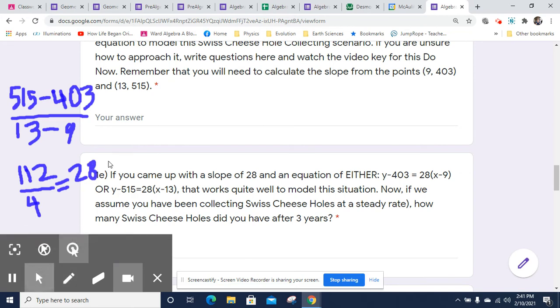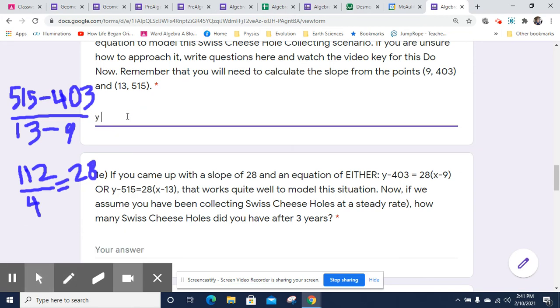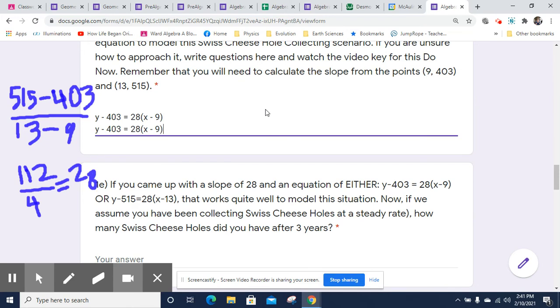So I can make a point slope equation. I'm going to write it like this: y minus y1 equals slope times x minus x1. And then I'm just going to replace slope with 28. I'm going to replace the x1. Well, I'll go with the 9. We'll go with that point: 9. And for y1, we will go with 403. And of course, I could also use 13 for x and 515. Both of those are completely legit equations.